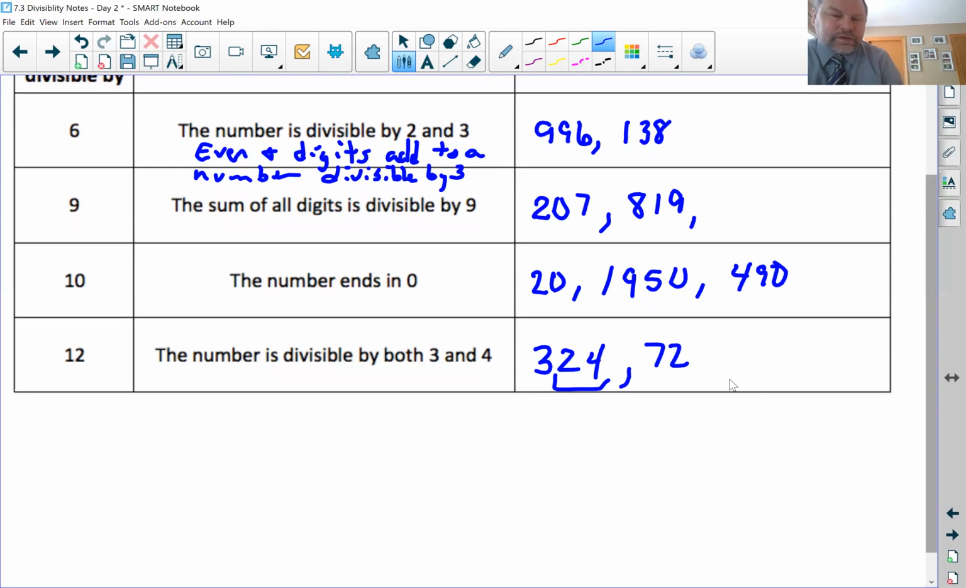72. 7 plus 2 is 9. That's divisible by 3. And 4 divides evenly into 72. That one works. All right. So let's move on.